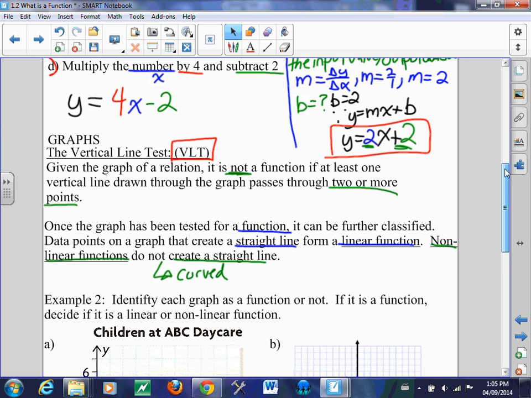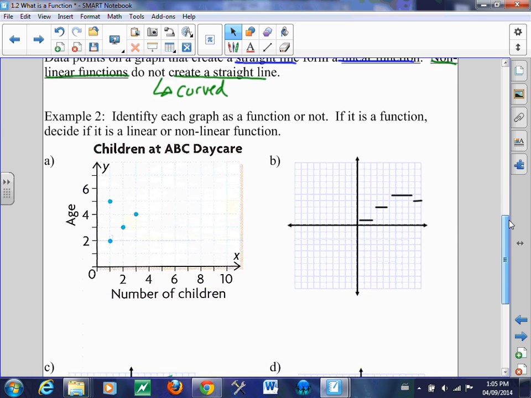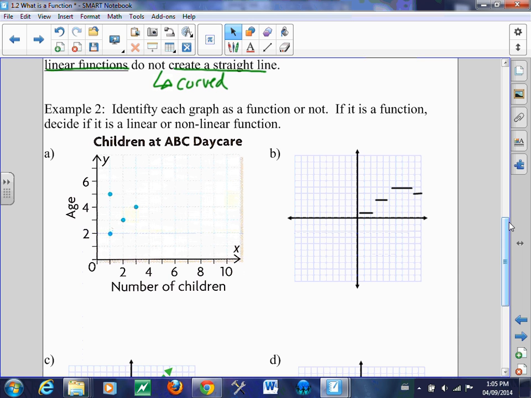All right, ladies and gentlemen, you do not need to write these down, example 2, because you're going to be doing this as part of your homework. So just sit back and watch. You'll be doing homework just like this, so I just want you to have this as an example. You don't need to do this with me. It says identify if each graph is a function or not. And if it is a function, decide if it's linear or non-linear.